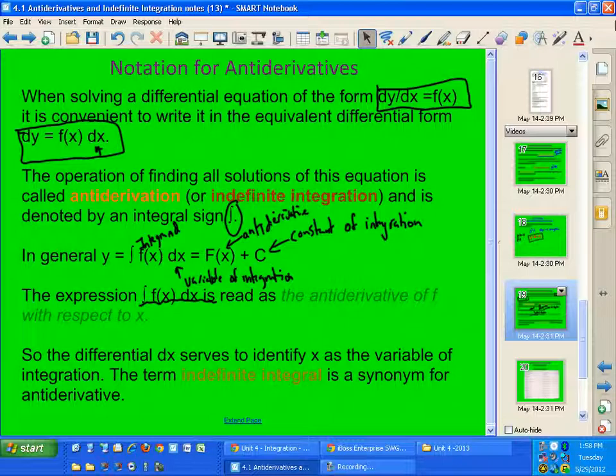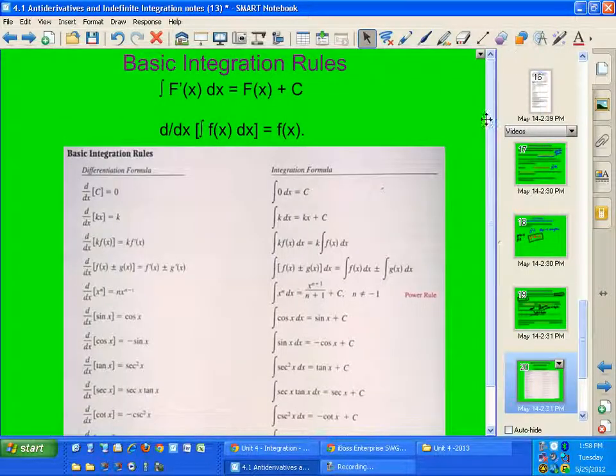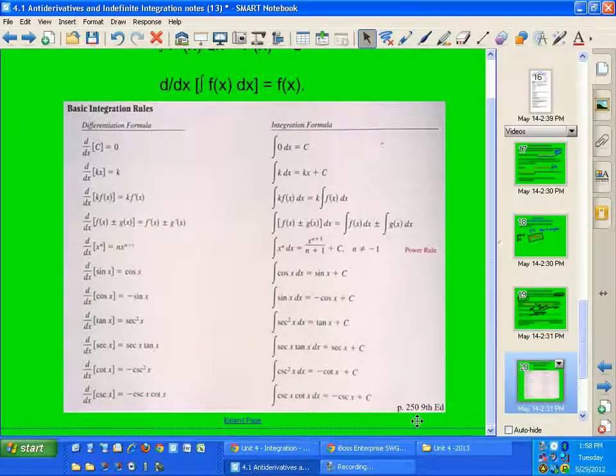Then we have our basic rules, and all of these rules apply. They're in our book on page 250. Make sure you get these down. You don't need to copy them down because you have them in your book. You might want to flag the page, but you need to know these, and we're going to be using them, and we'll be adding on to these as we go. We're going to be using these basic ones.